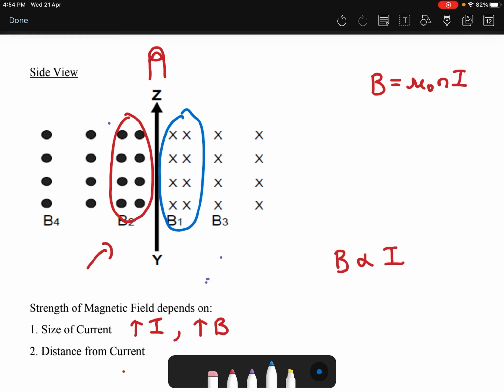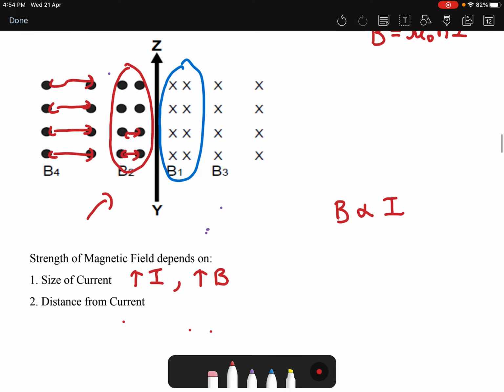So this diagram also shows the second case, right? If you look at the dots, the dots are quite near to each other, so it means that the magnetic field lines are nearer to one another. But if you go away from the current, you will notice that the dots are further away from one another. So these two things affect the strength of the magnetic field.